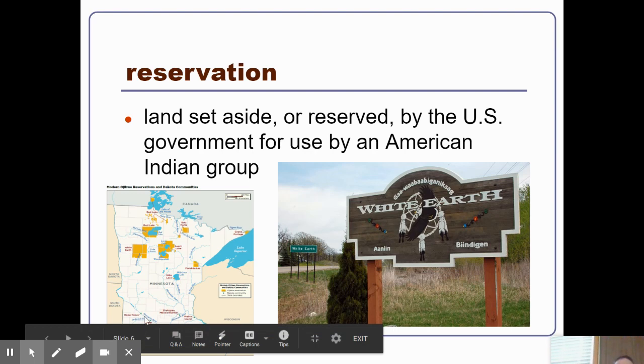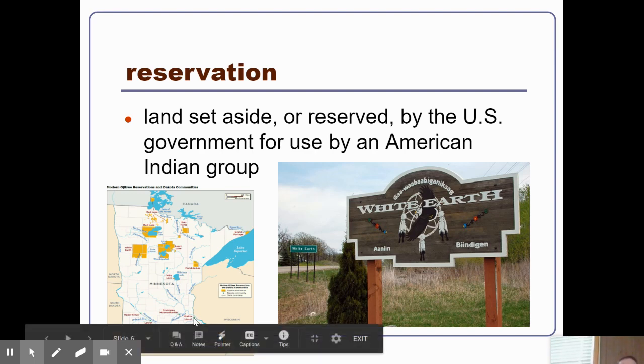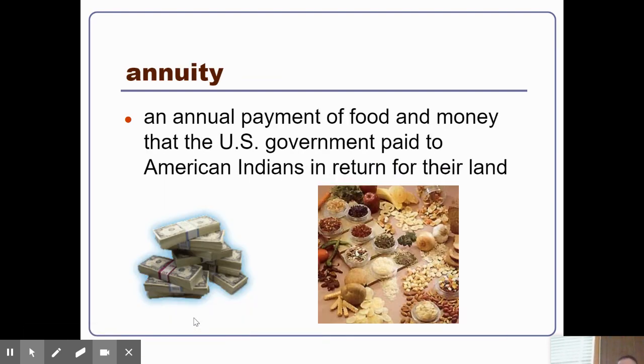And in the South, there are only small little pockets of reservation land set aside for the Dakota. The closest one to us is Prairie Island, which is approximately a 15 to 20-minute drive from Hastings. Annuity just simply means an annual payment of food and money that the U.S. government paid to the American Indians, the Dakota and the Ojibwe, in return for their land.